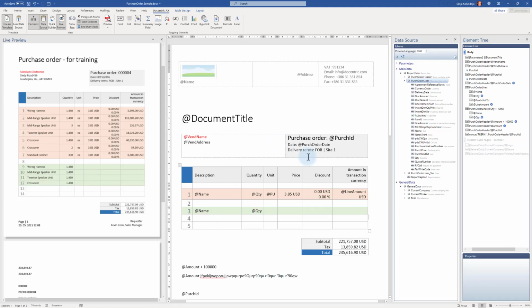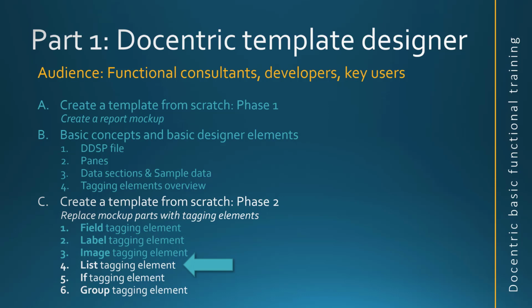This was the demonstration of using the list tagging element. We saw that we need to bind it to some expression that can be either a collection of data or a collection of data with some condition. We have finished explaining the list tagging element, and the next in the series will be our if tagging element.